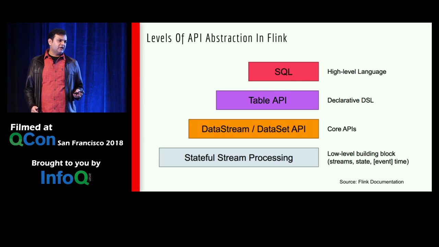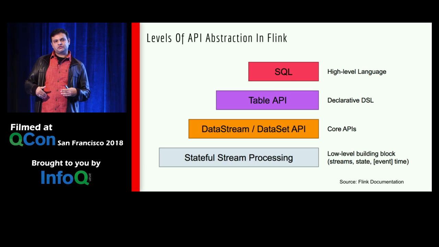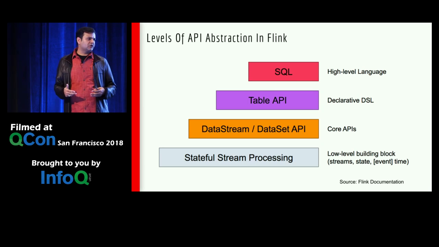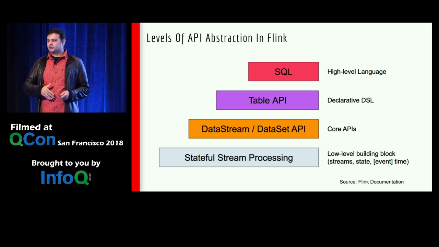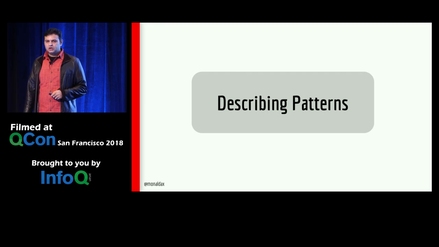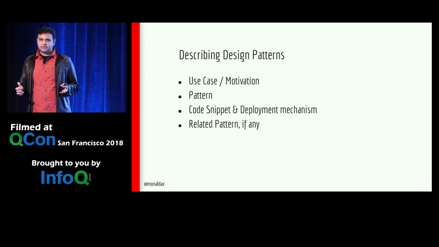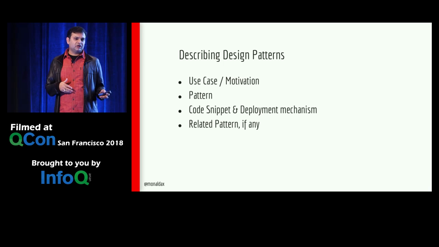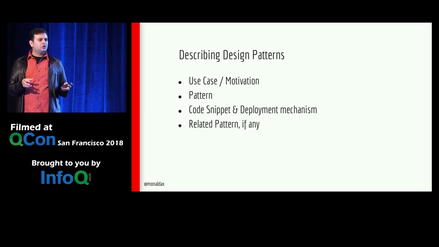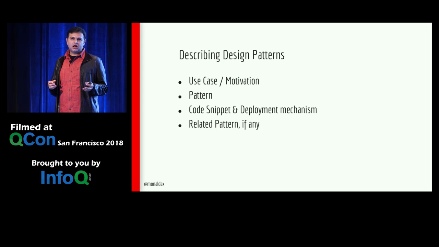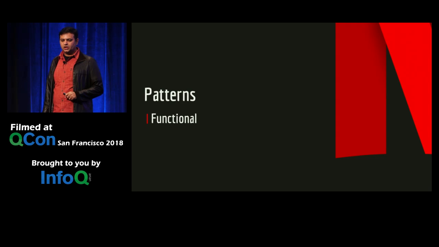And then there are low-level APIs. We took a look at the data stream API today. And if you go even lower level, you can actually control how the state's being written to RocksDB, their SPI provider interfaces, and so on. So it gives you a gamut of options. So let's jump into patterns now. The way I'm going to describe it is I'm going to take a real use case that we encountered, how we solved it, and how a pattern emerged out of it. I'll show you a small code snippet, and then how that code snippet actually gets deployed, and I'll mention any related patterns, if any.